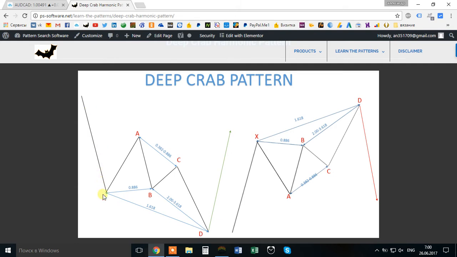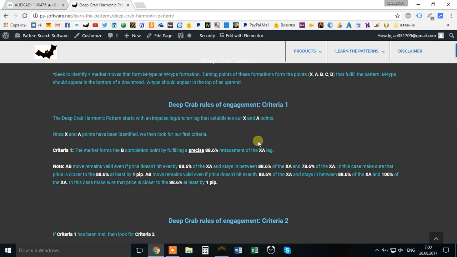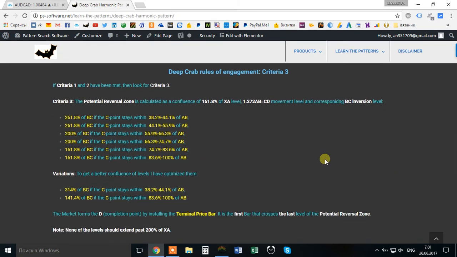You first need to understand the structure of this. It should be either this or that, for bullish or bearish. Then it explains the identification rules. You see, criteria number 1 is for the B point, criteria number 2 is for the C point, and now pay attention to that. Alongside standard patterns, we have perfect patterns. So under the variation tab, you will have the explanation of perfect patterns, this and this. And criteria number 3 is the building of the potential reversal zone, where the price might react.